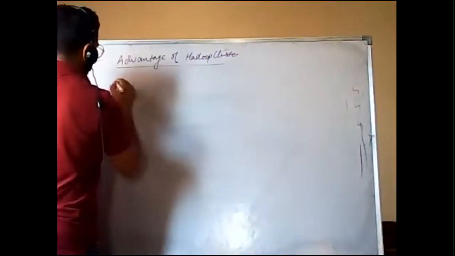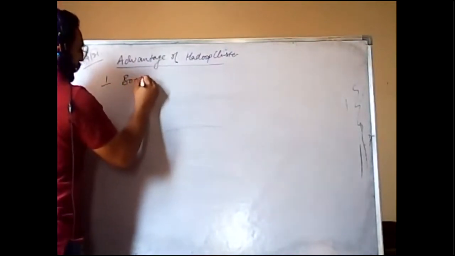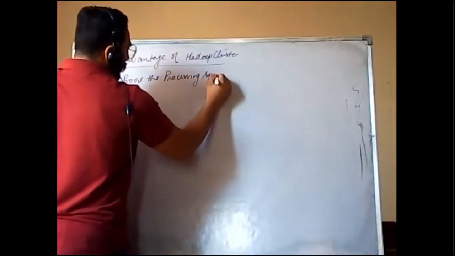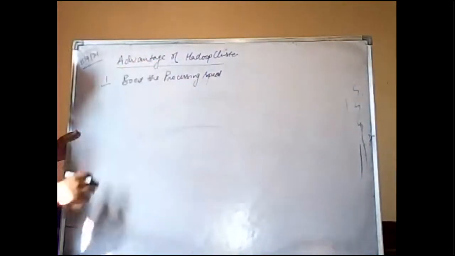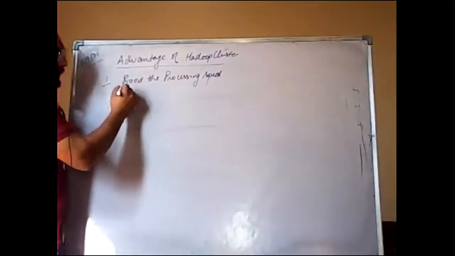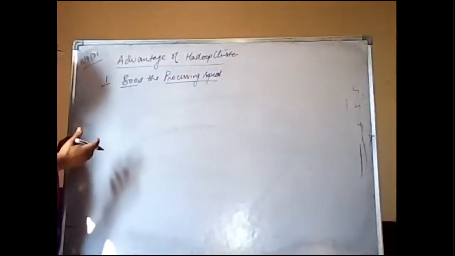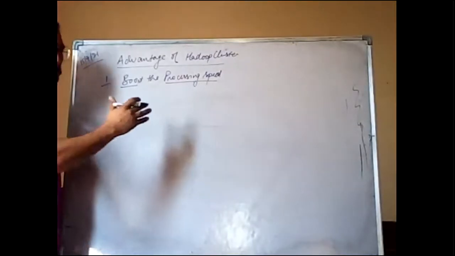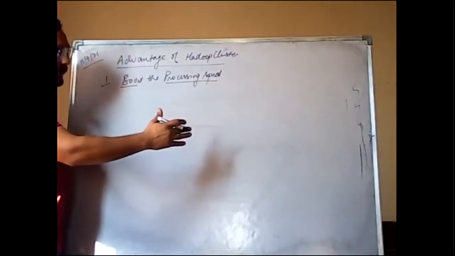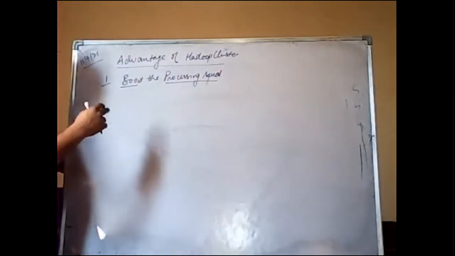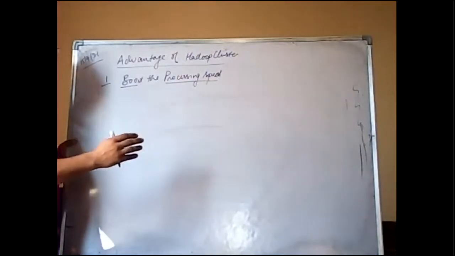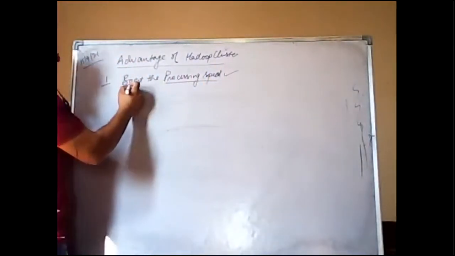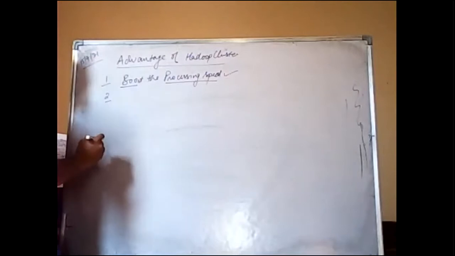Advantages of a Hadoop cluster. The first one is that it boosts the processing speed. How is it done? Because your huge task is divided into sub-tasks for the slave nodes. If they are divided, they will process easily and in a faster manner. That is why it is called an advantage of a Hadoop cluster. It boosts the processing speed. This is the first advantage.